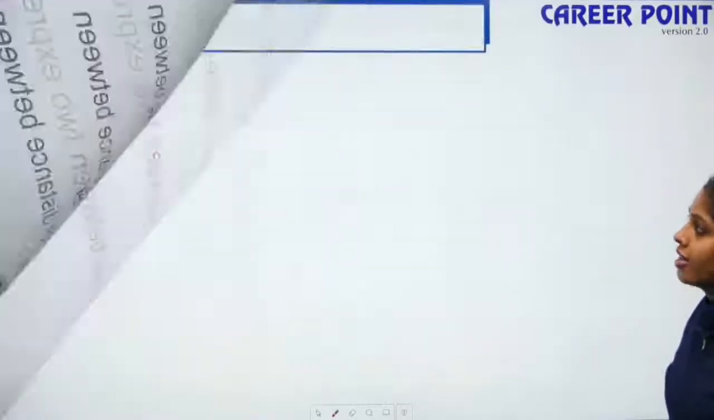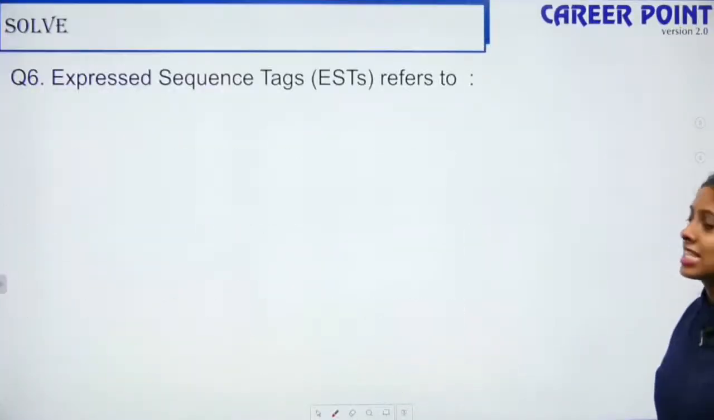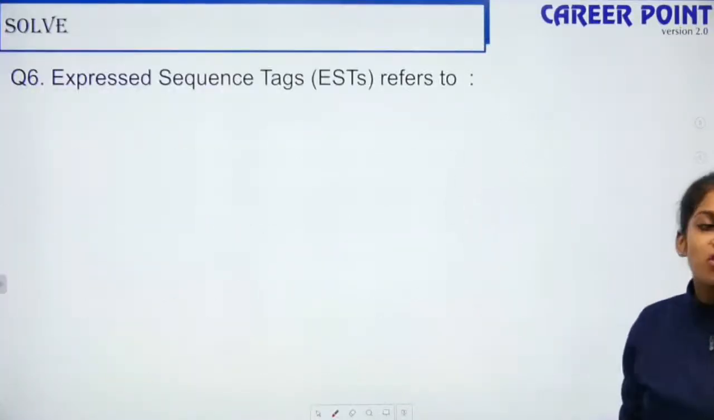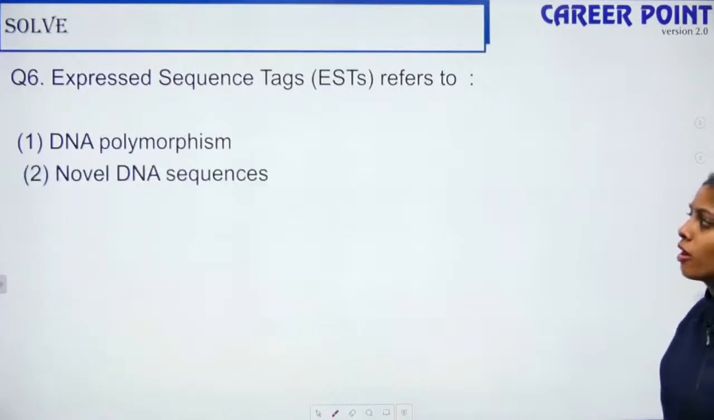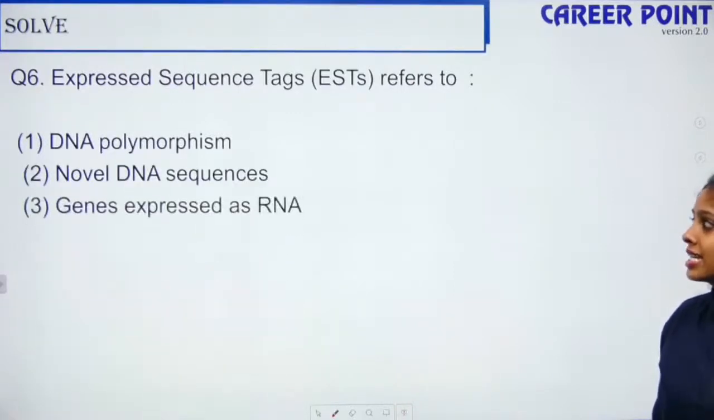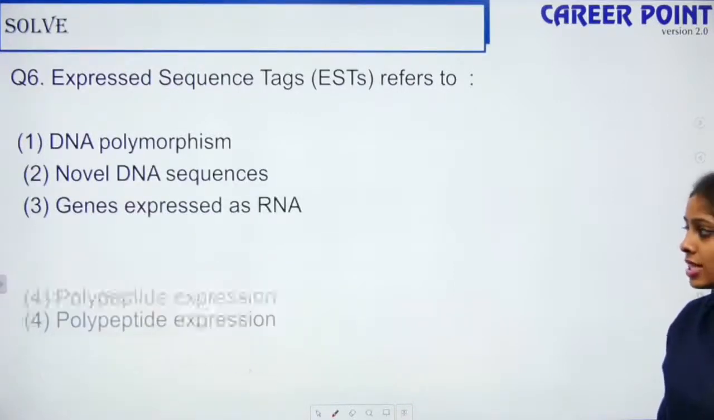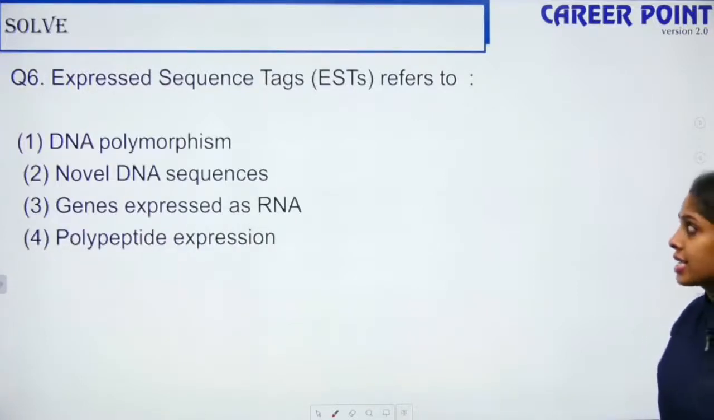Yes, absolutely right. So question number 6, expressed sequence tag. From here you have your molecular basis of inheritance beginning. So expressed sequence tag refers to DNA polymorphism, normal DNA sequences, genes expressed as RNA or polypeptide expression.